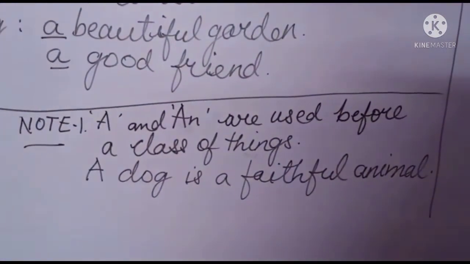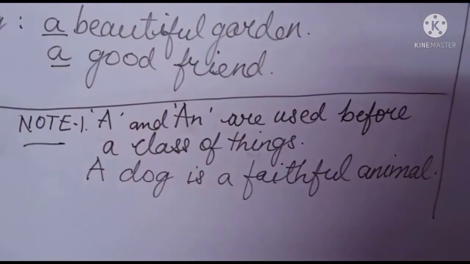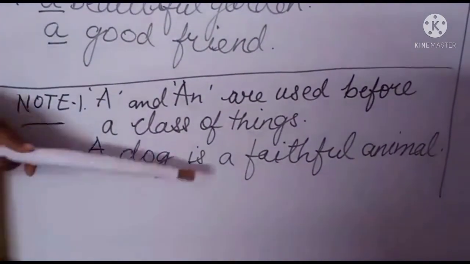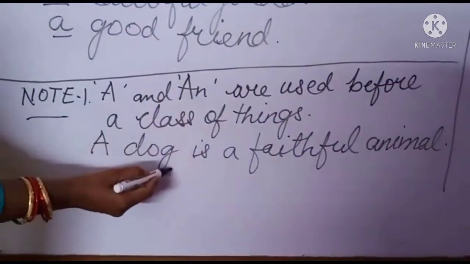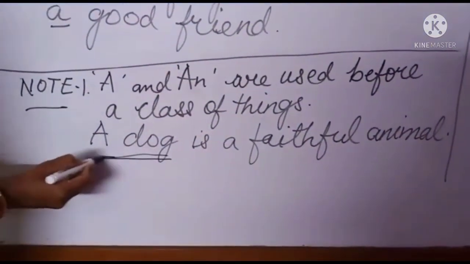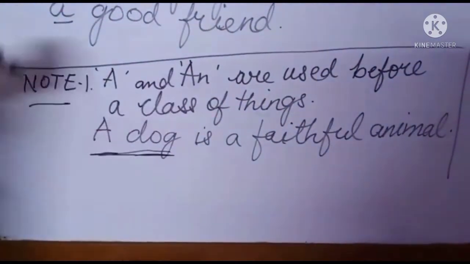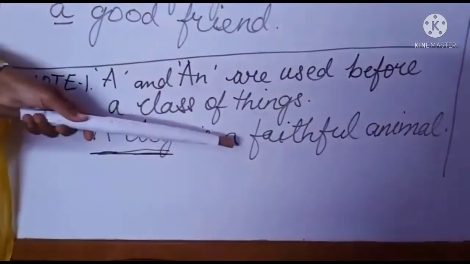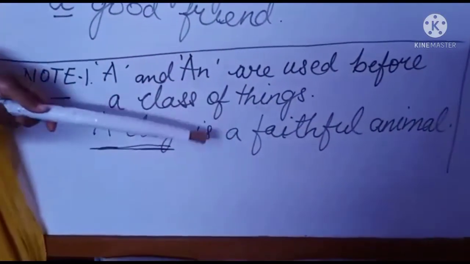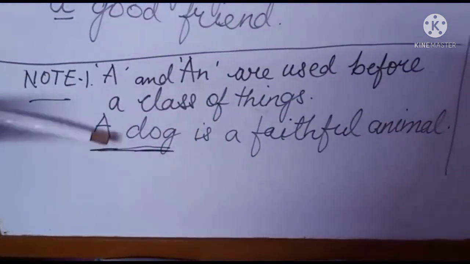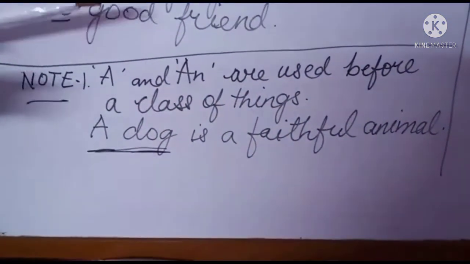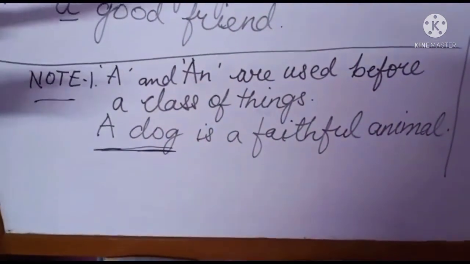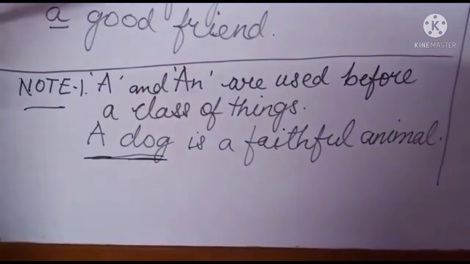A and "an" are used before a class of things. For example, a dog is a faithful animal. Here we are talking about all dogs in general and saying that they are faithful animals. Then we use "a dog." We also say a cow gives us milk. It means that all cows give us milk. So here we are not talking about a single cow.